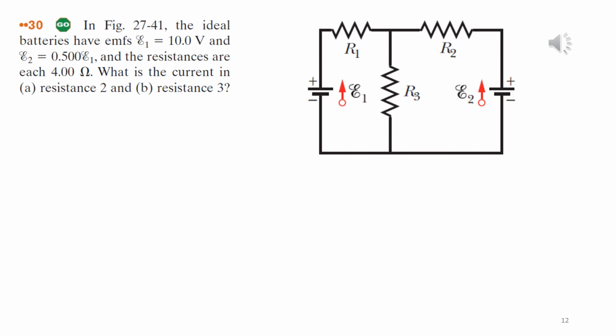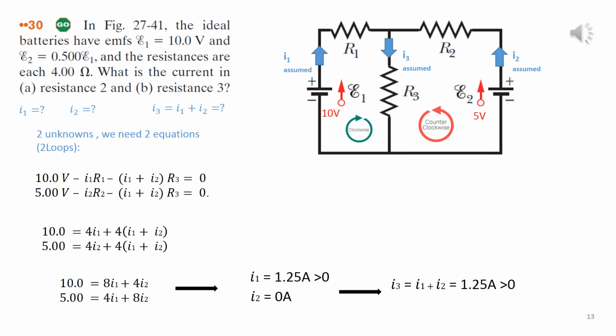In this problem we have two loops. We have the EMF1, R1, R3 in the left loop. On the right loop I have the EMF2, the resistor 2 and the resistor 3. Now you have to assume some directions for the current, and according to your assumption you will start your calculation. Since the question is to find the current in the resistors, we have three unknowns: I1 coming out of battery 1, I2 coming out of battery 2, and finally I3 passing through the resistor R3.